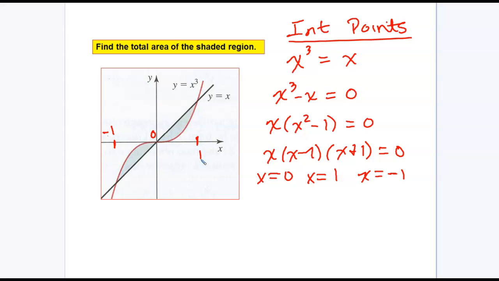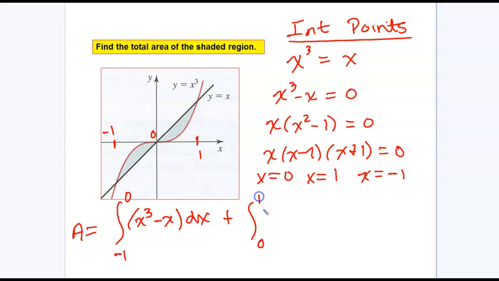Now, the other thing you have to be careful of in this question is that from negative 1 to 0, the top curve is the cubic function and the bottom curve is the line, and then from 0 to 1, the top curve is the line and the bottom curve is the cubic. So to find the area, I'm going to set this up as two integrals. Negative 1 to 0, the top curve is x cubed minus x dx, and that's going to give me my first area. Then I'm doing the area from 0 to 1 of x minus x cubed dx.